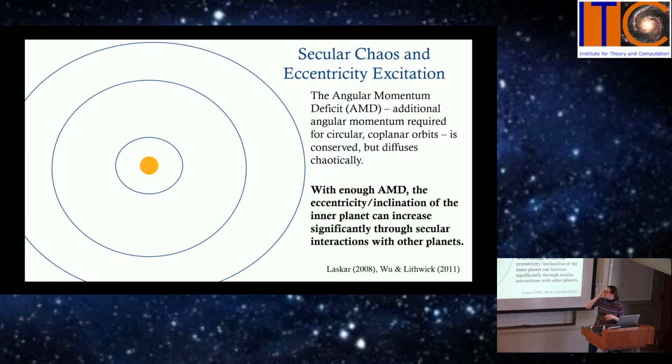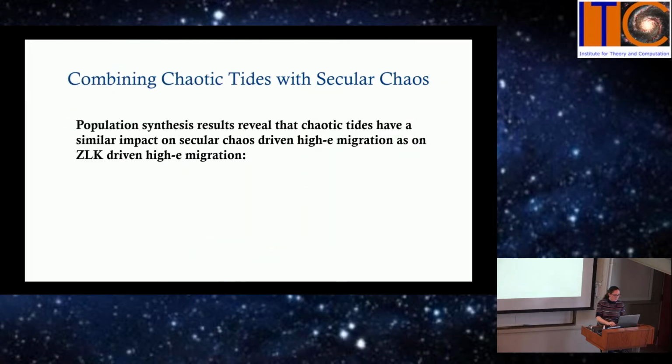And as it diffuses, one thing that can happen is that you can excite the inner planet to very high eccentricities. So that's the mechanism that we're talking about here. And this tends to be a bit more abrupt than the Lidov-Kozai mechanism, which I was talking about before. So it's a bit more dramatic in that it will very quickly drive the eccentricity of the inner planet to a high value.